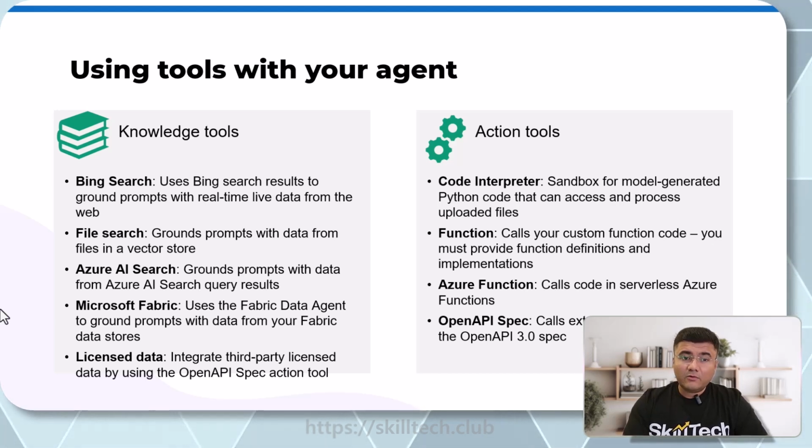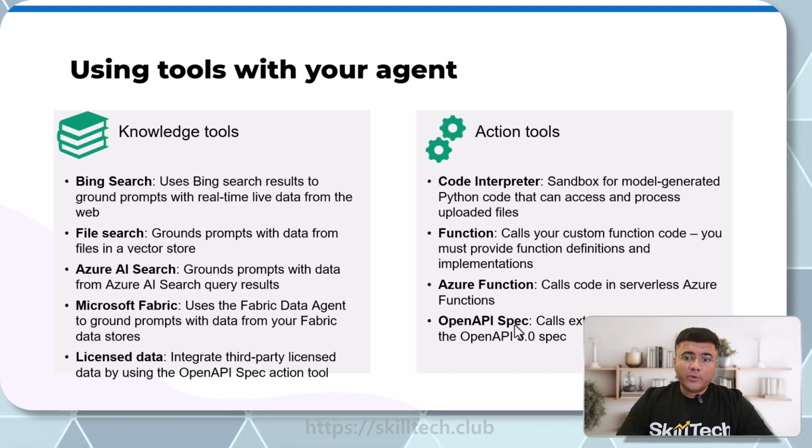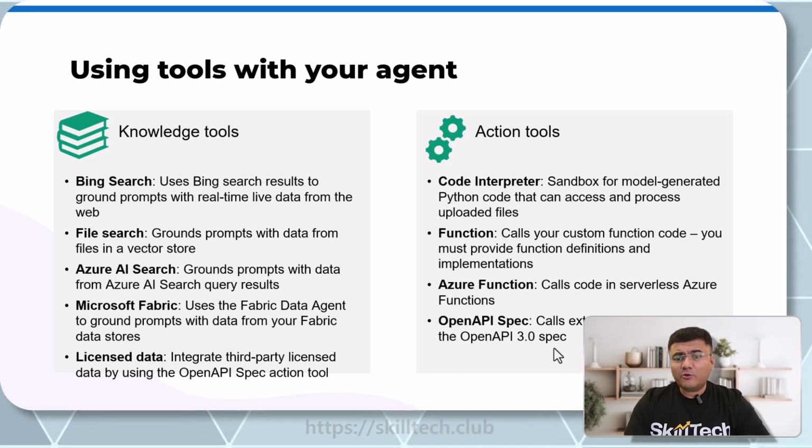Now, we have discussed all these knowledge tools and action tools, but we have not used them practically in our labs. Today, in this lab, I am going to use one of the action tools, which is this one, the OpenAPI Specification Tool. This tool helps me call external APIs based on the OpenAPI 3.0 specification. How exactly it's going to work and how we are going to integrate existing APIs with our own agent, that's what we are going to see today.